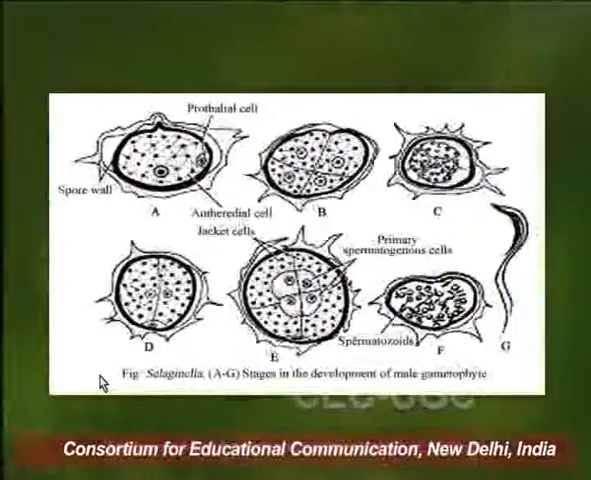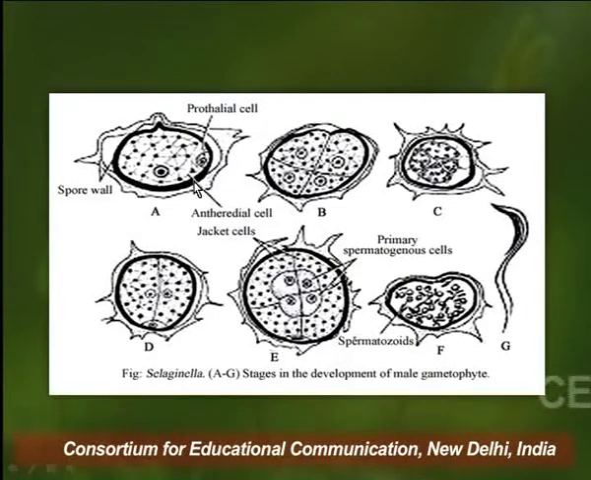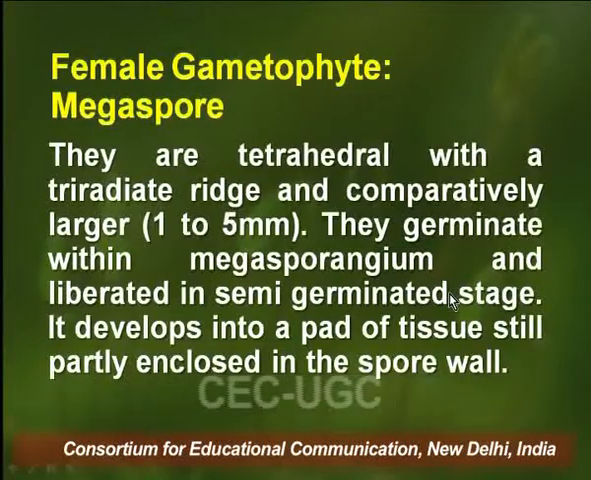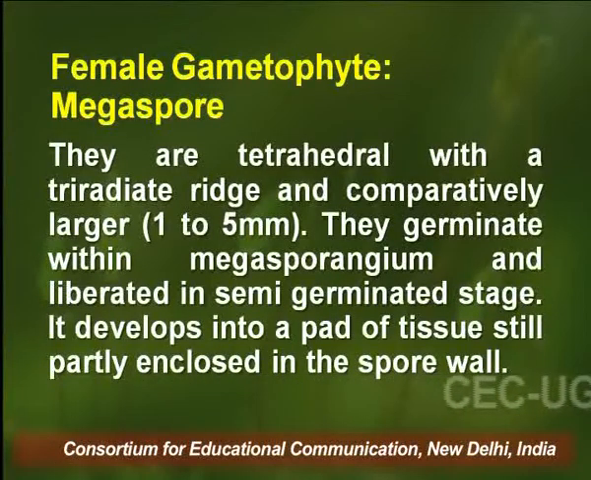Here you can see in the diagram that each microspore is a representative of the male gametophyte. They divide and give rise to biflagellated antherozoids. As far as the female gametophyte is concerned, it is represented by megaspores. They are tetrahedral with a triradiate ridge and comparatively large in size, 1 to 5 mm. They germinate within the megasporangium and are liberated in a semi-germinated stage. It develops into a pad of tissue still partly enclosed in the spore wall.